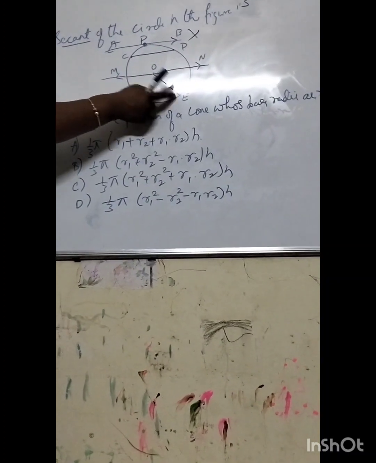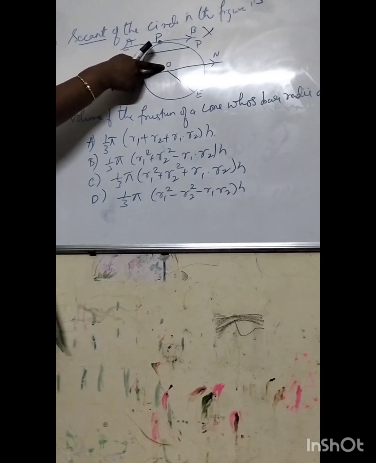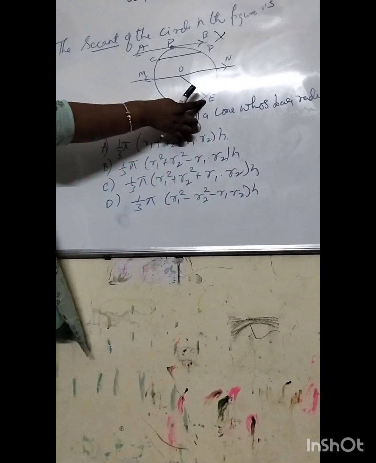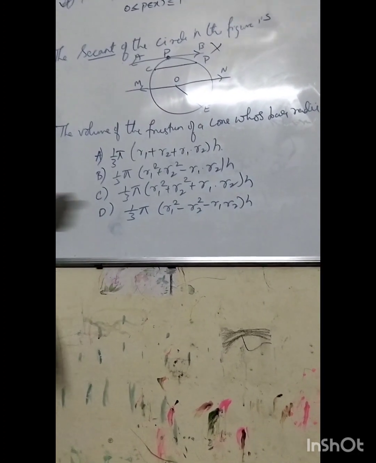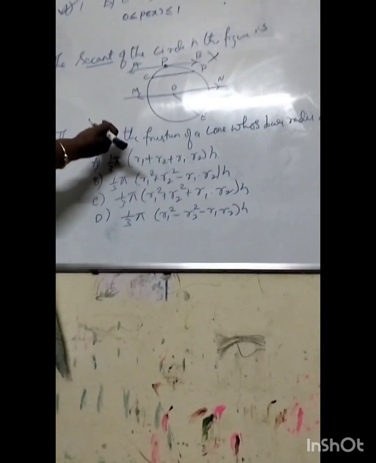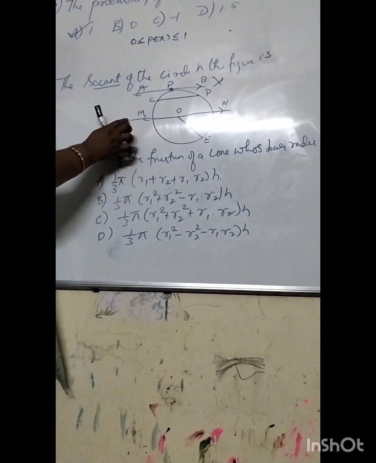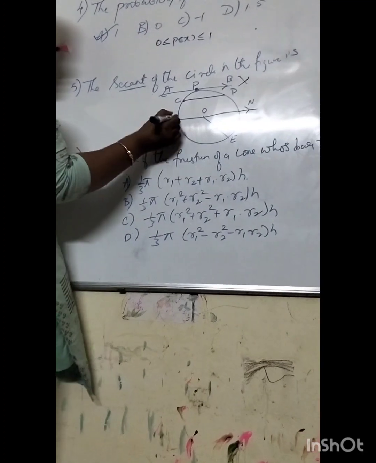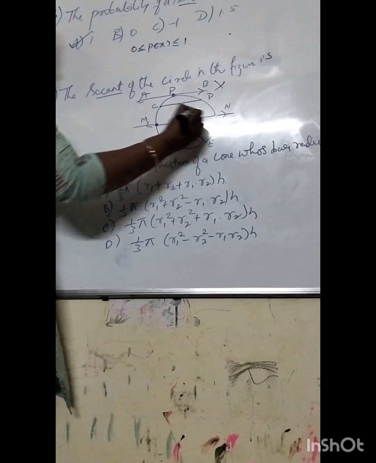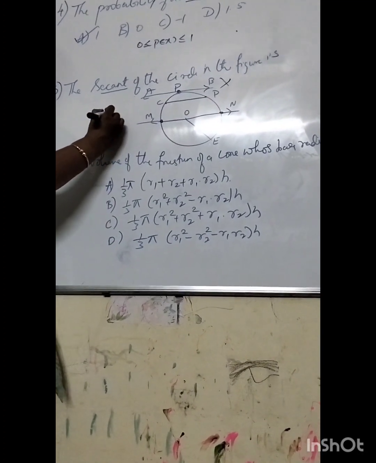Proceeding to O and E, O is the center of the circle and it touches the circumference of the circle. That can be called a radius. So the only one left is M and N. You can see it's a line segment which touches the circle at 2 points. So the option is M, N.